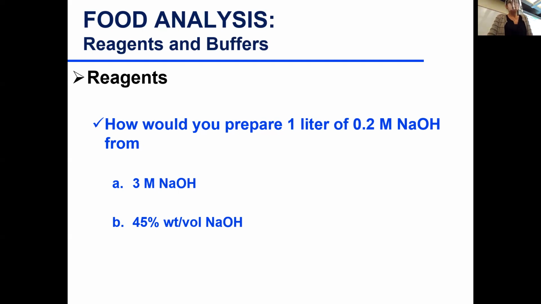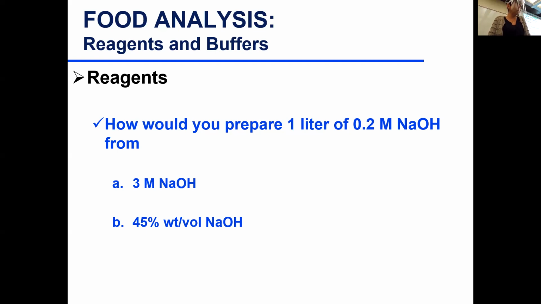How would you prepare 1 liter of 0.2 molar NaOH if you have 2 different stock solutions? So you have 2 cases here. Each one is separate. So let's start with a case where you have 3 molar NaOH. You have a stock solution of 3 molar NaOH. And in another case, you don't have a stock solution. You actually have the pellets.